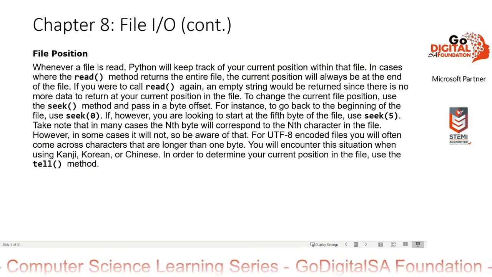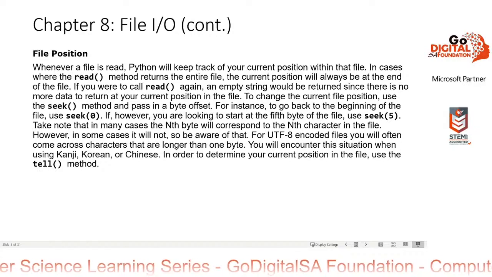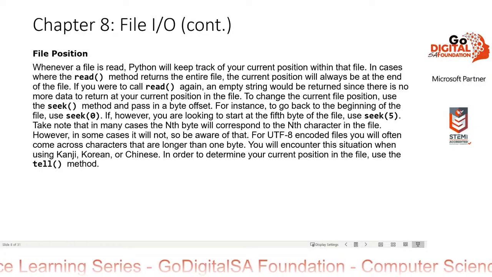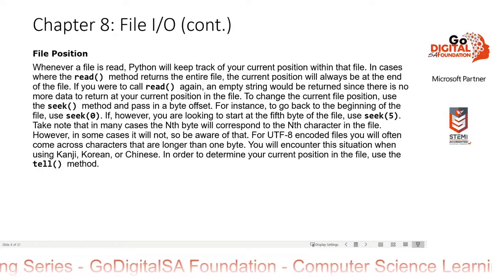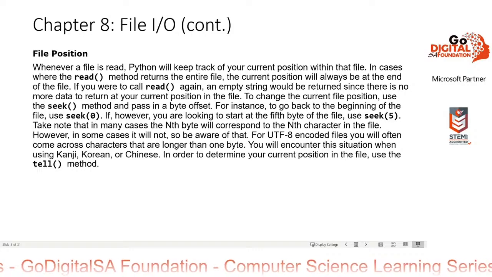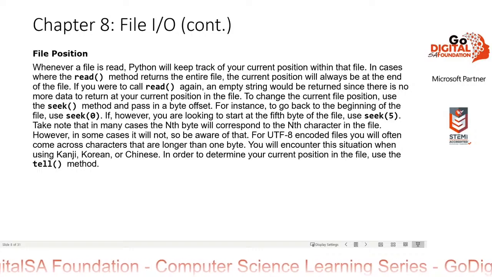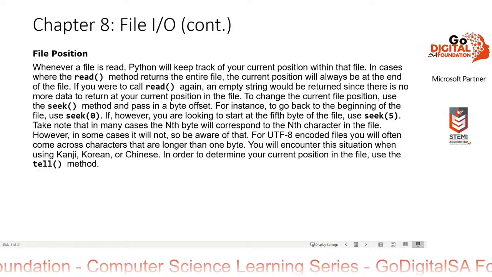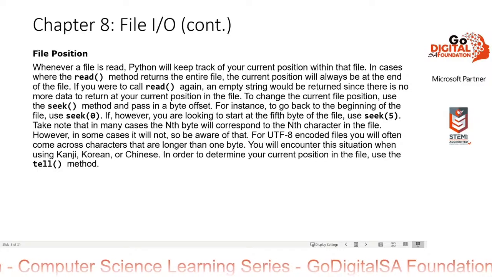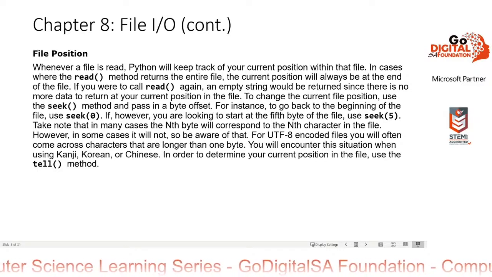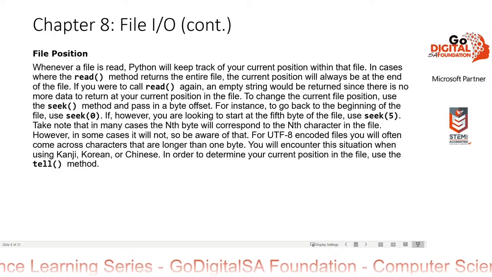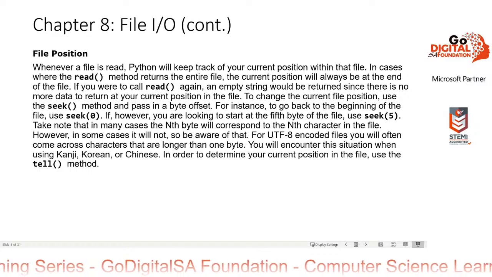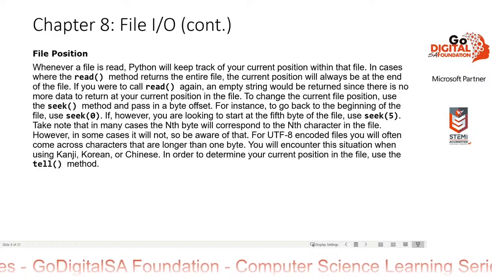File position. Whenever a file is read, Python will keep track of your current position within that file. In cases where the read method returns the entire file, the current position will always be at the end of the file. If you were to call read again, an empty string would be returned since there is no more data to return at your current position in the file.